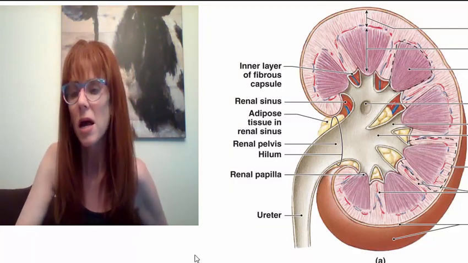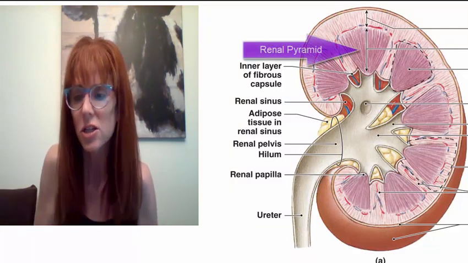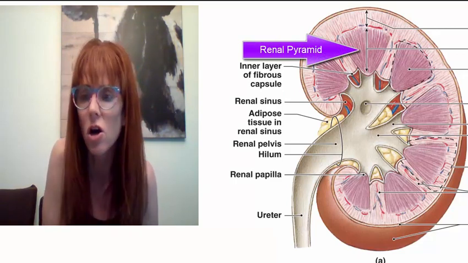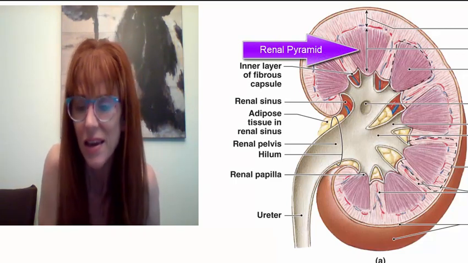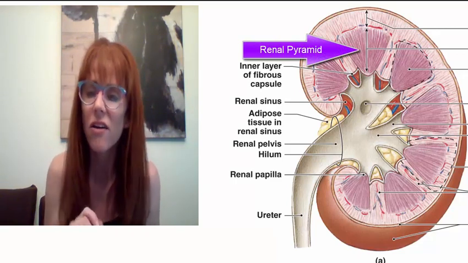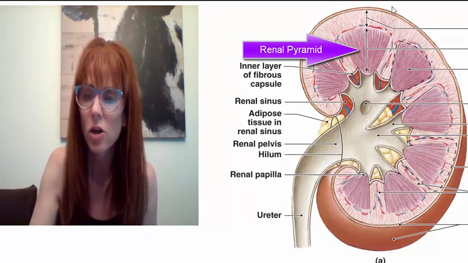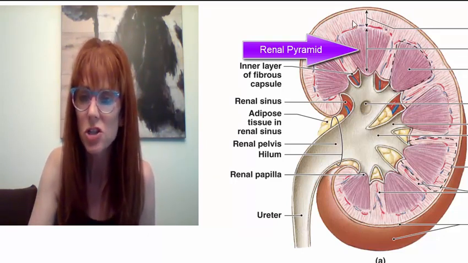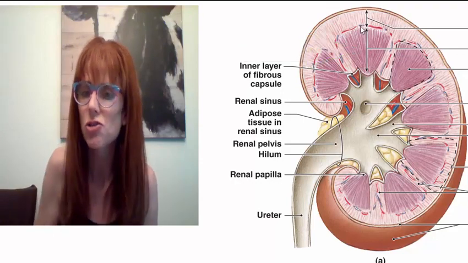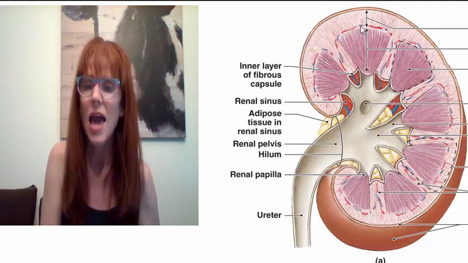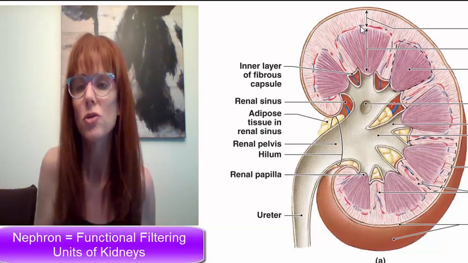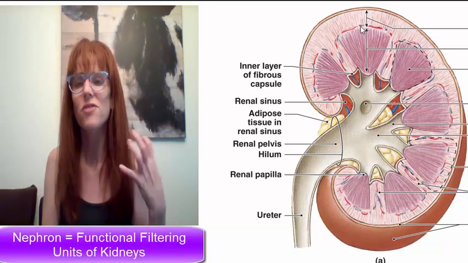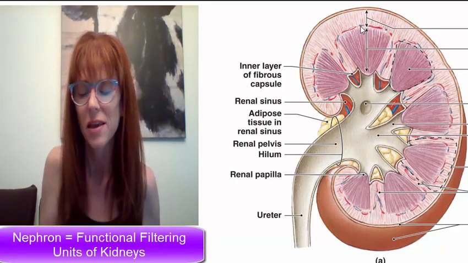The medulla is made up of these triangular shaped structures called renal pyramids. And in the area of the renal pyramid and the cortex region just outside of the renal pyramid, we have tiny little structures called nephrons. And nephrons are the functional units of the kidneys. These are the filtering units of the kidneys.